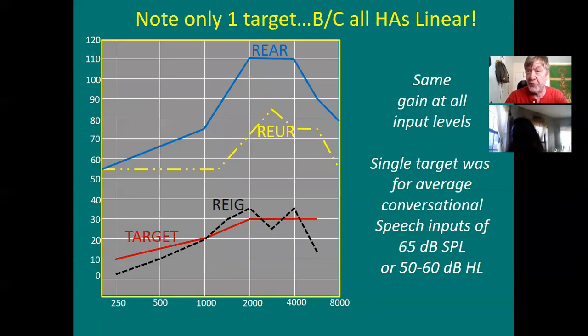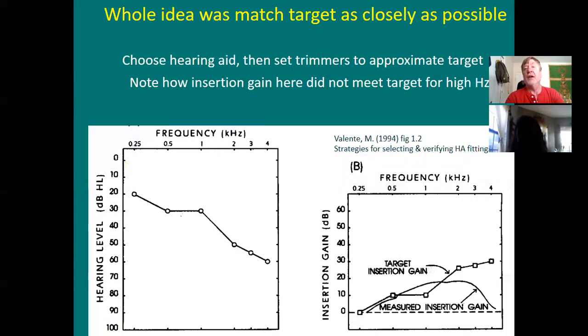You better say false, okay? Because they gave the same gain for all input intensity levels. Linear hearing aids, you could change the lows or the highs of them. Otherwise, all linear hearing aids would give a flat gain. That's not true. But they always had just one target, because your target was for average conversational speech. That was your most important. That's what your sound of concern was. That's what you wanted.